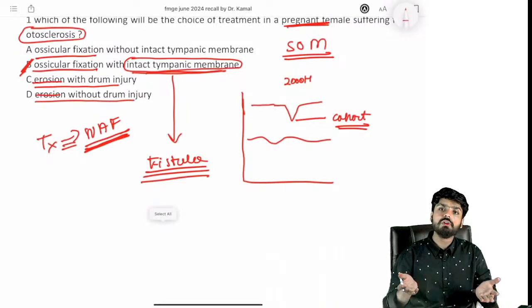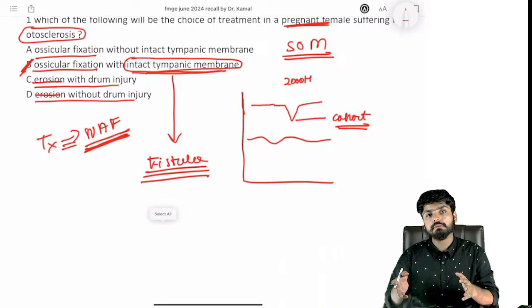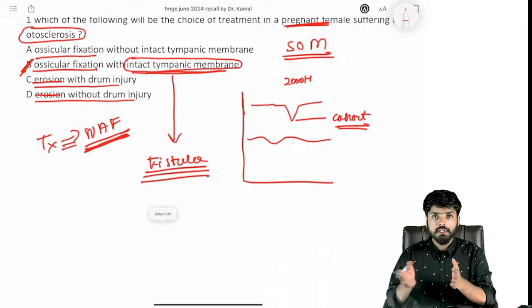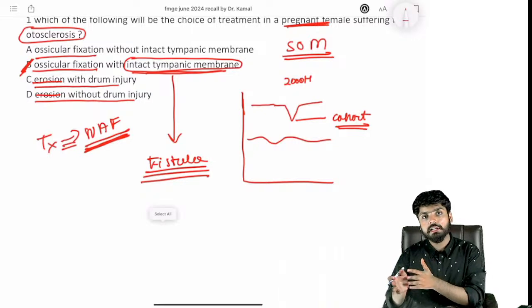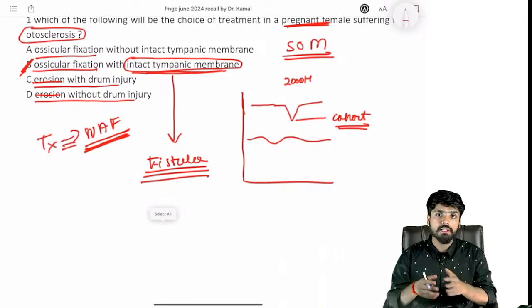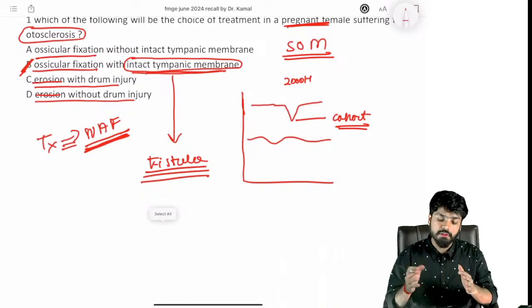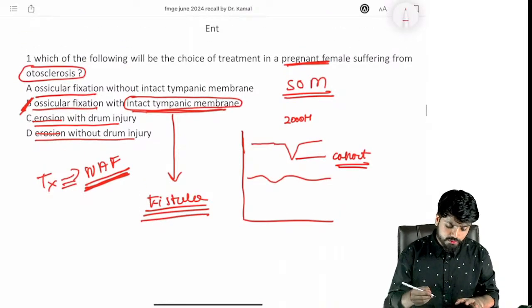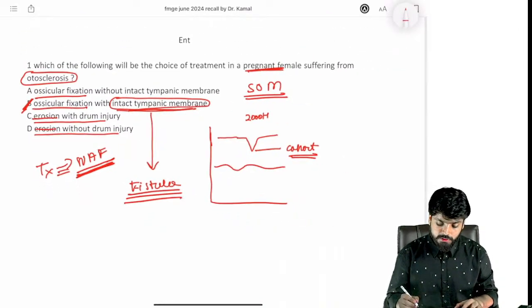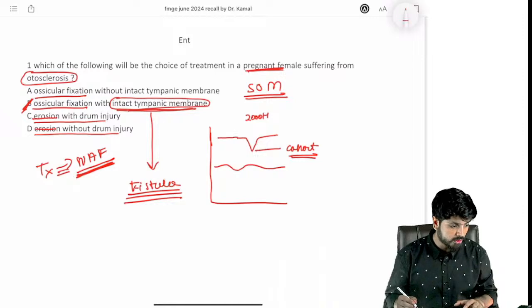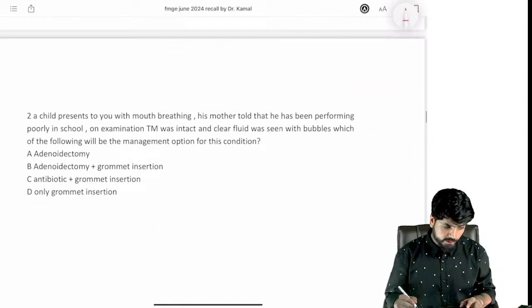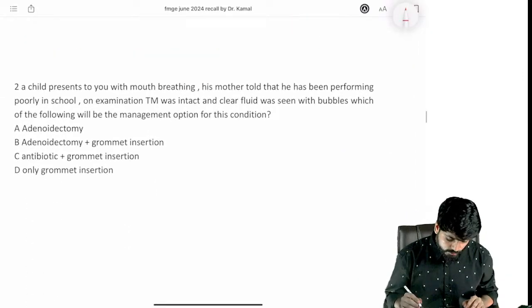Fistula formation is problematic in this case because if the connection between the inner ear and the middle ear is through a fistula, then there is no regulation. The hearing will be hampered. So this question was on the easier side for the otosclerosis part. Okay. Now, moving on to the next.